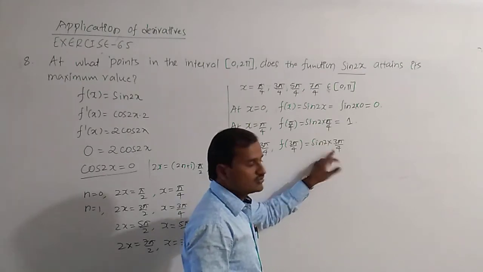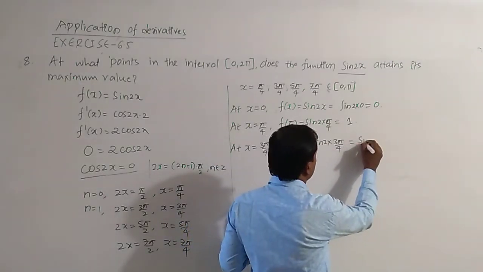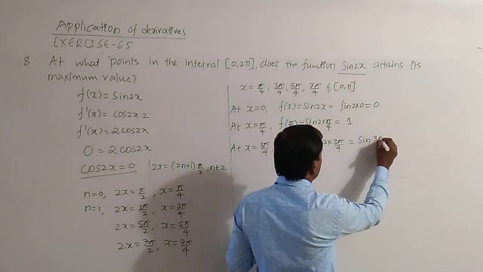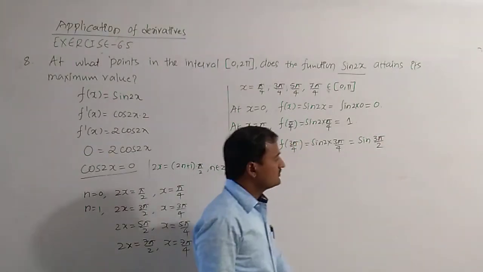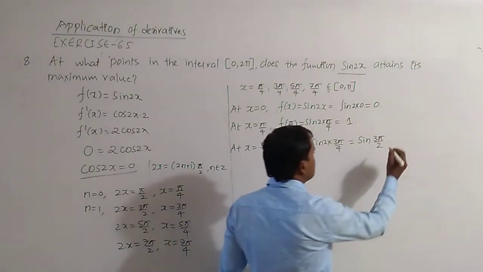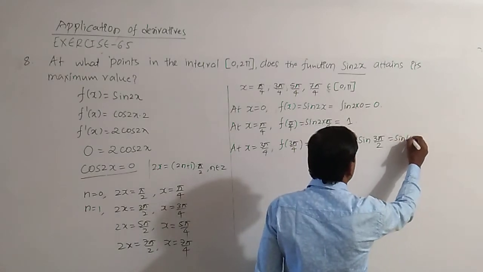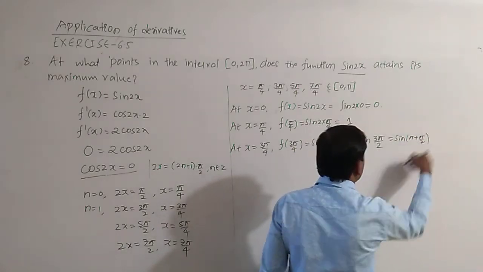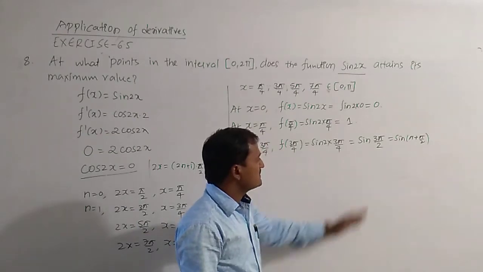Sine 2 ones are 2 2's are answer. So clearly here you are getting sine of 3 pi by 2, right? So 3 pi by 2 we will write like this. So that is equal to sine of pi plus pi by 2. Is it right? Pi plus pi by 2 means 3 pi by 2.